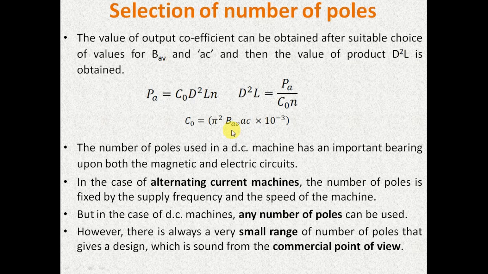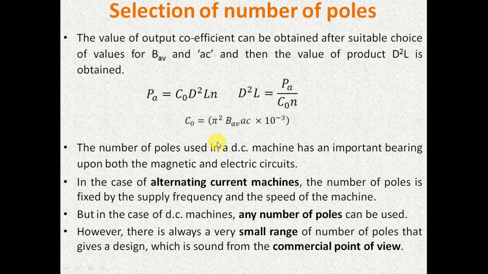While seeing the output coefficient relation, it's clear that the value of C0 is determined by the proper choice of specific magnetic loading as well as specific electric loading. From the standard relation of specific magnetic loading, we know that B average is equal to P phi divided by pi dl, and from the standard relation of specific electric loading, AC is equal to IZ into Z divided by pi d.